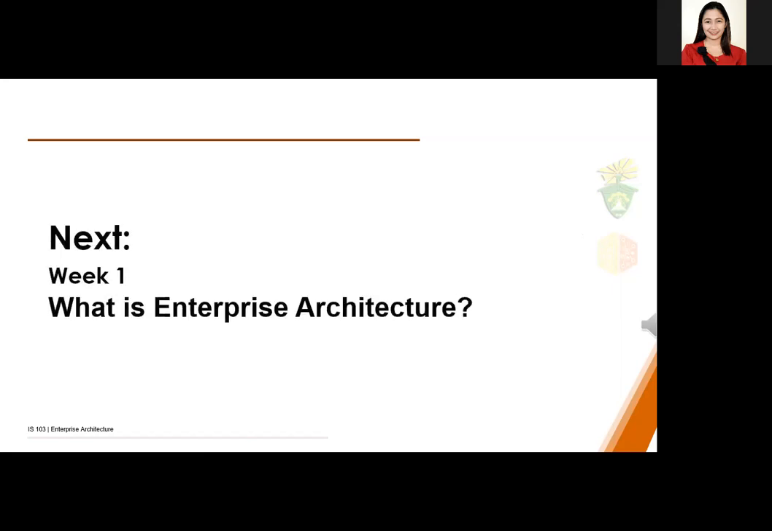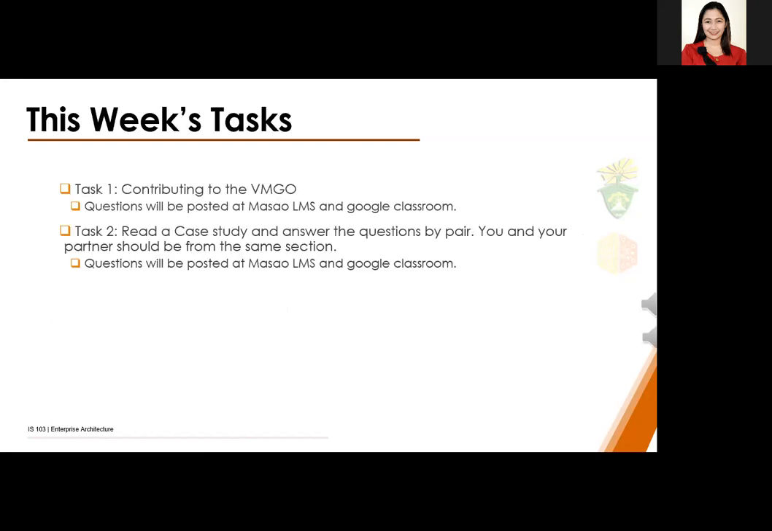So, what's next? Next meeting, we will be discussing what enterprise architecture is, though we already defined it a little. But prior to that, allow me to give you your weekly task.